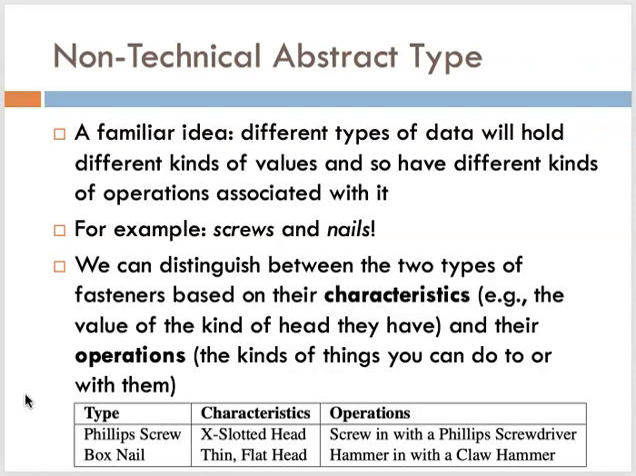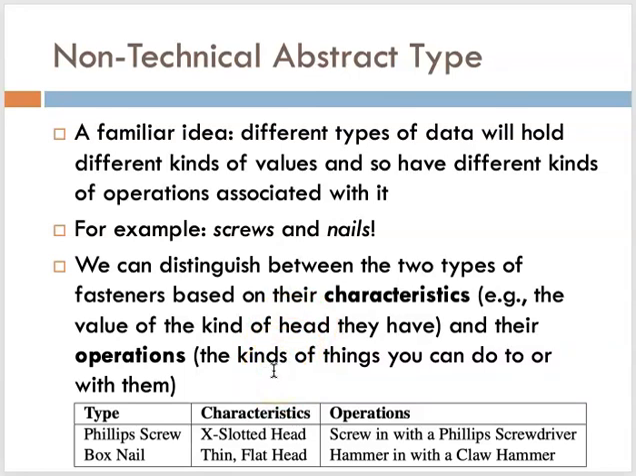So we can distinguish between two types of fasteners that you might have. One of the fasteners might be nails and the others might be screws. And we can distinguish them based on their characteristics. For example, we might say that a nail has a thin, flat head with no slots in it, but that a Phillips screw, for example, has an X slotted in its head, right? So these are the different kinds of values that the characteristics of the head of these fasteners might have.